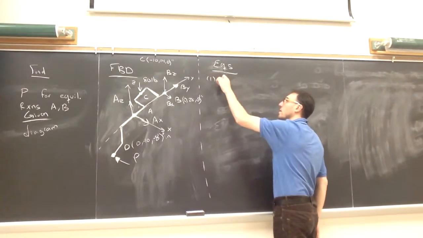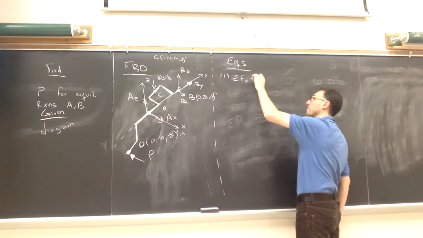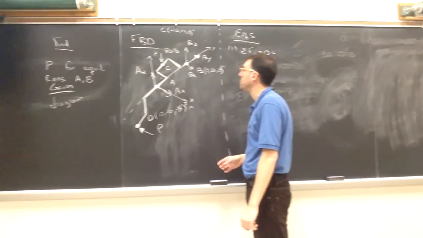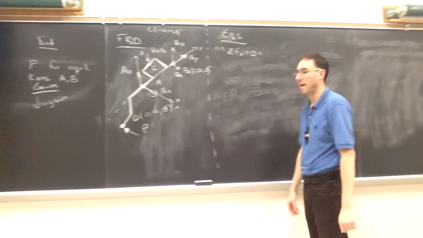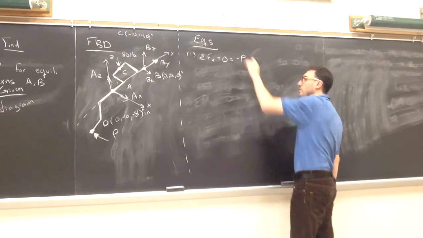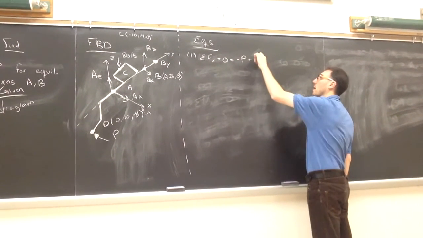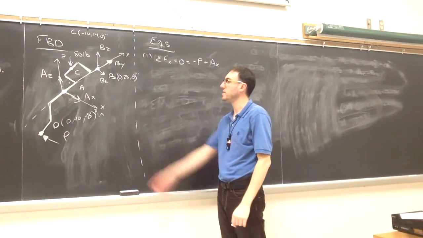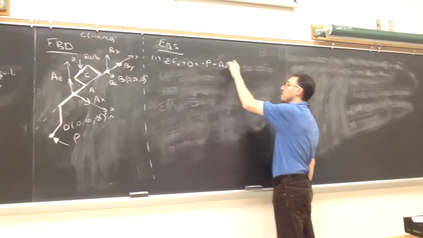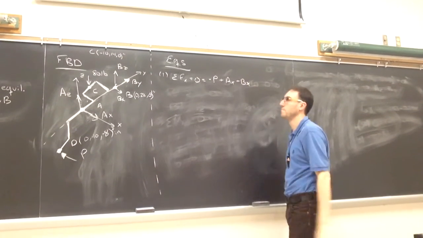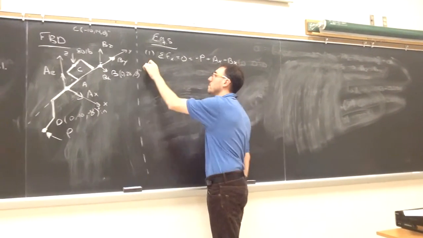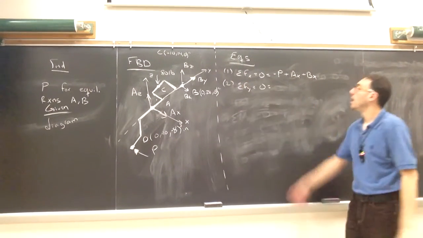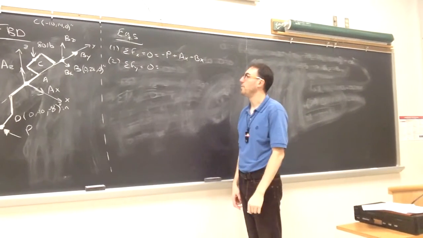I'll start with forces in the x direction. From my free body diagram, I see that I have the applied force P in the negative x direction. I have AX in the positive, or I'm assuming it's in the positive, and BX in the positive. I have one equation but 3 unknowns, so I'll put it aside for right now.